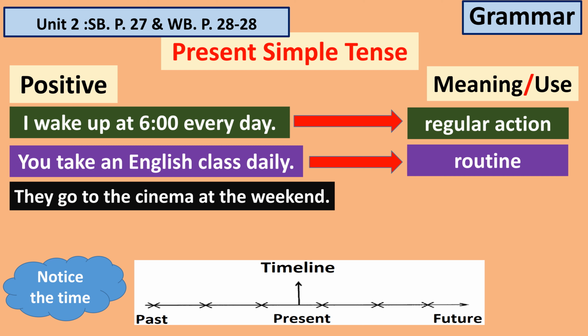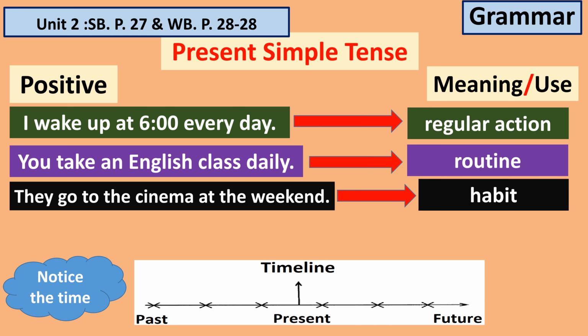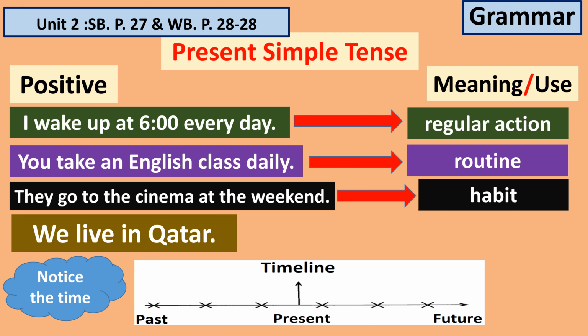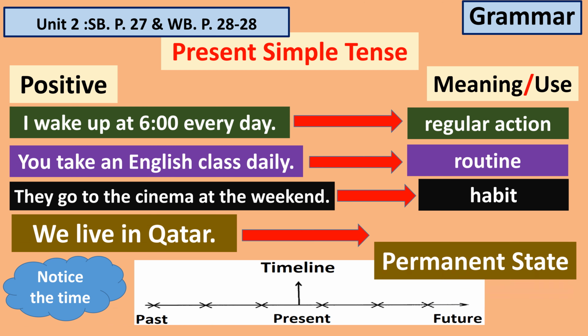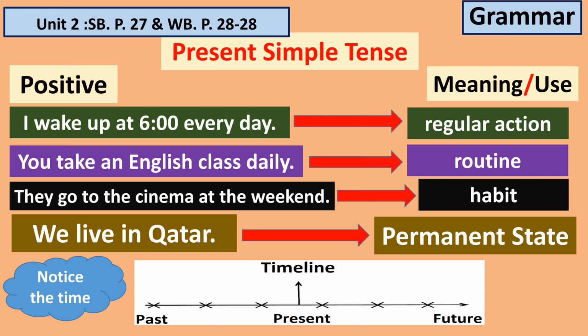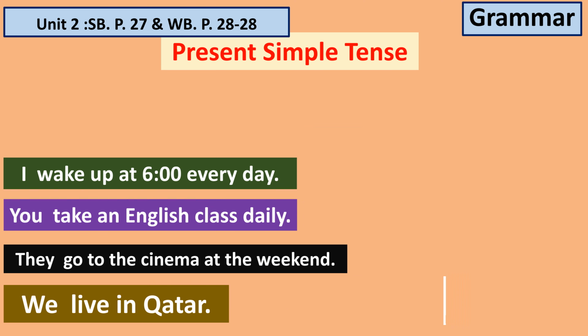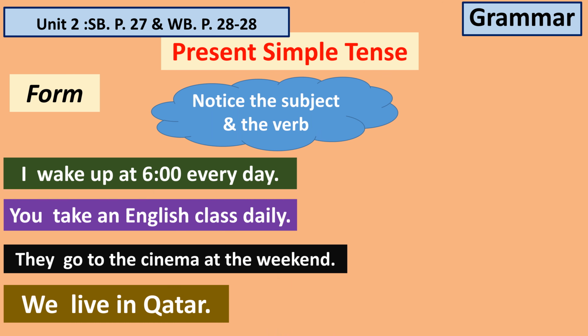They go to the cinema at the weekend. That's a habit. We live in Qatar. That's a permanent state. So, did you notice that? Why do we use the present simple tense? Yes, for regular action, routine, habit, permanent state. Okay, let's continue now.